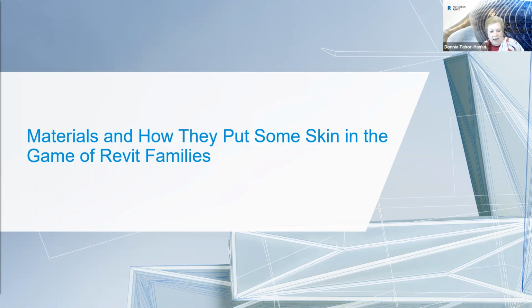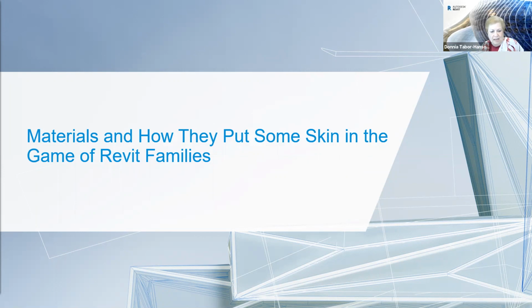So let's look at some stuff about materials and how they put some skin in the game. We started with our Revit templates, family templates, then we built the bones. We did our reference planes, and then we started putting muscle on these families, and we did our extrusions and sweeps and things like that. So now we're going to put some skin on it, and this is basically how it's going to make things look in the project.